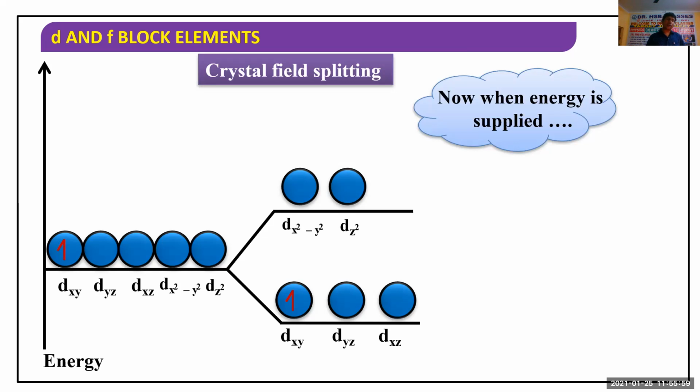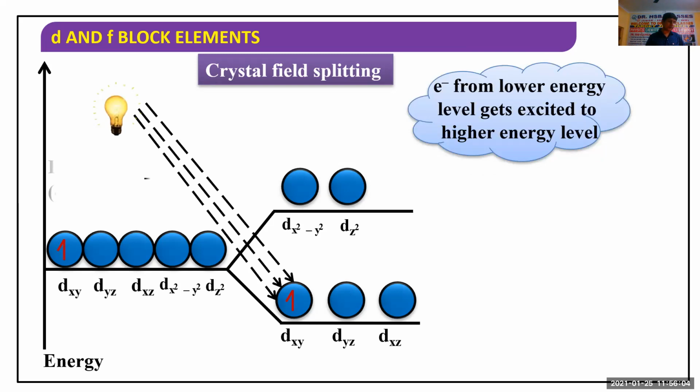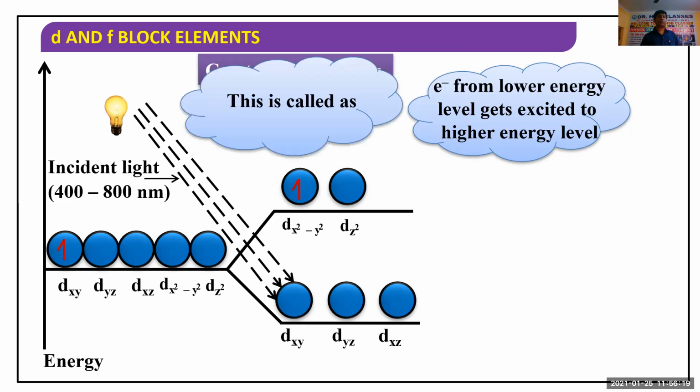Now, when energy is applied, as already discussed, the electron gets excited from the lower energy level to the higher energy level, and energy is absorbed by this electron. This is an absorption spectrum, and it is also known as d-d transition. From d orbital to d orbital, the electron transits, so d-d transition occurs.